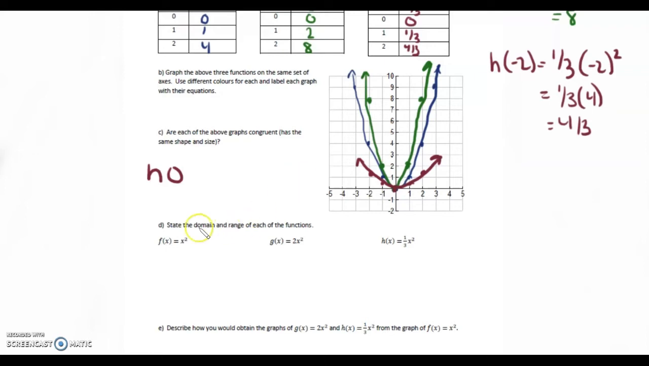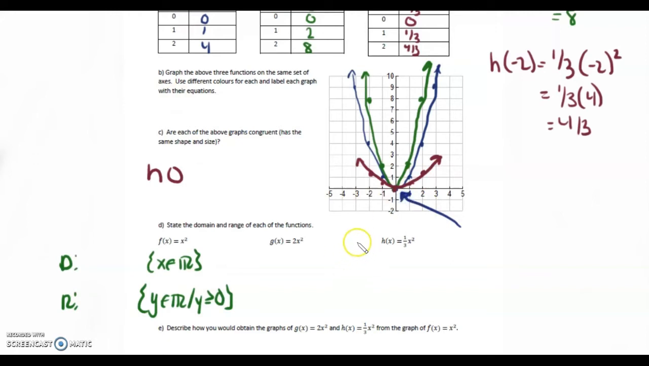So let's take a look at their domains. I'll do green for f(x). I'm going to write domain first and then range. So we have x ∈ ℝ, that didn't change. And we have y ∈ ℝ such that y is greater than or equal to 0. That didn't change. We did not shift it around. This vertex point here actually did not move. So (0, 0) is still our reference point. All we did is stretch or compress it.